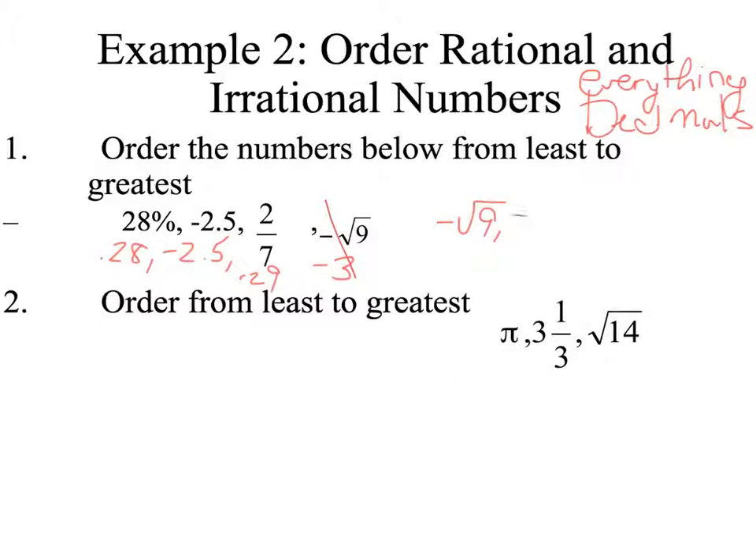Next is going to be the negative 2.5. Get rid of both of my negatives. And now I'm looking at the decimals. When I think decimals, I think money. 28 cents, which is the 28%, is smaller than the 2 over 7 or the 0.29 as a decimal.